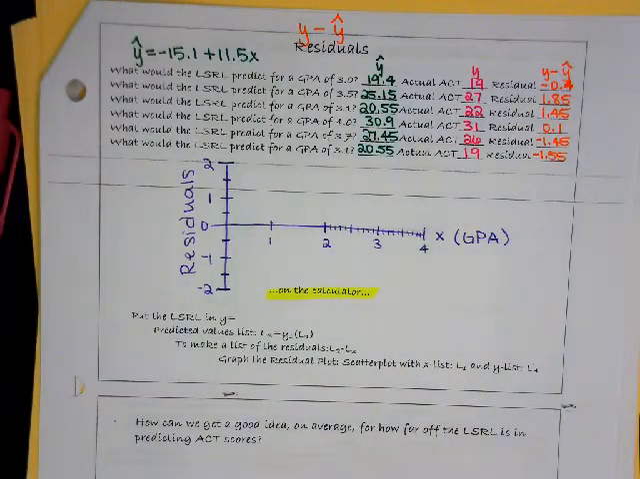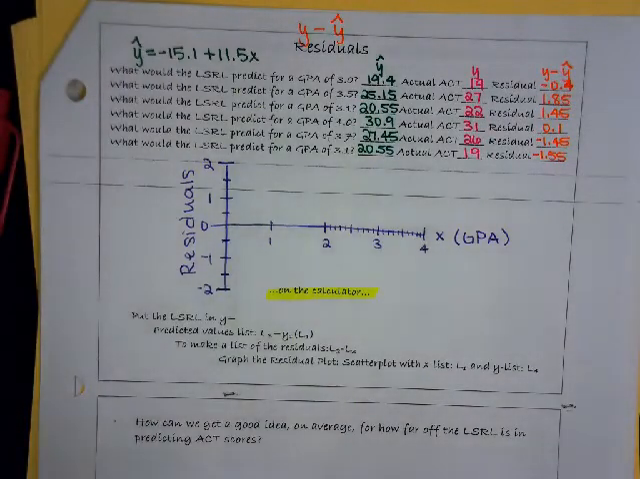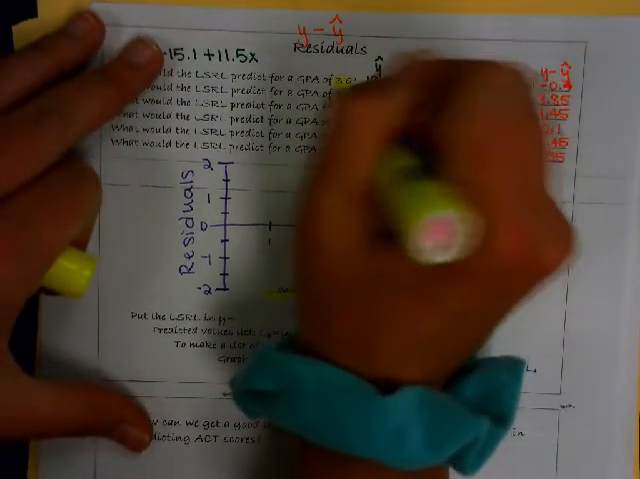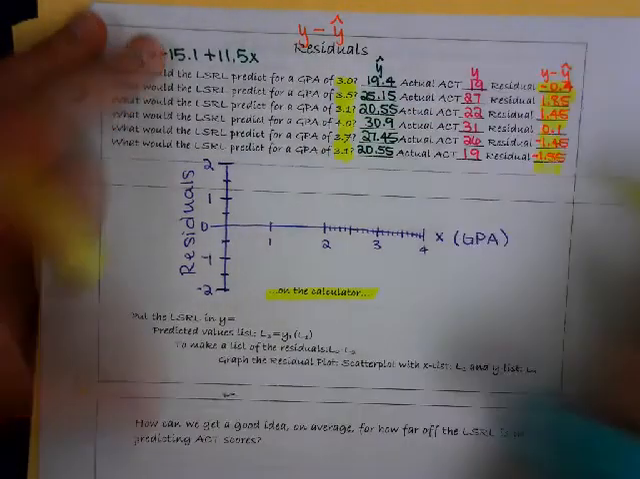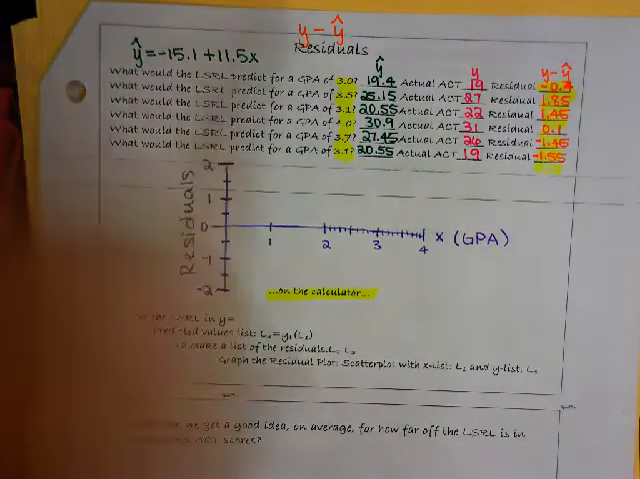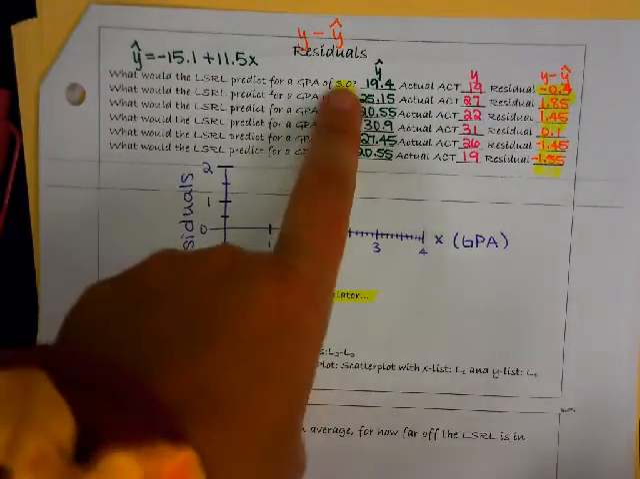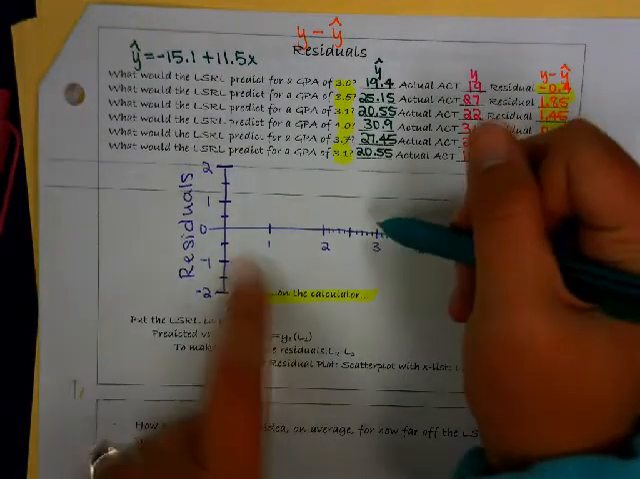So I'm going to take my GPAs, which are these numbers here, and plot them with my residuals. So this kid had a GPA of 3.0 and a residual of negative 0.4. So 3.0 is right here and negative 0.5 is right there. So unfortunately it's right in the middle of my label for the 3.